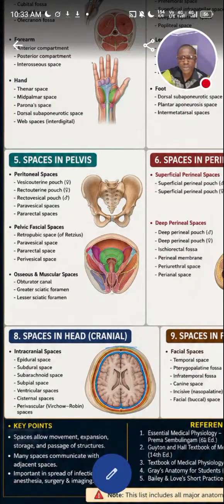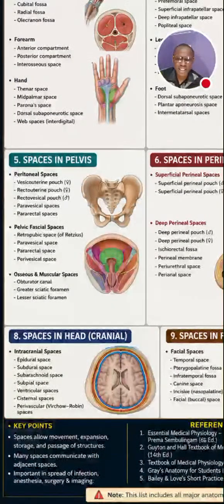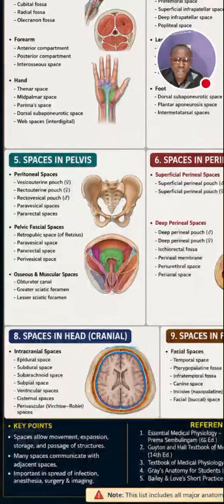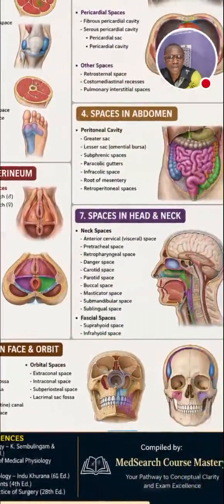Okay, so he said spaces allow movement, expansion, storage, and passage of structures, especially if you have read of inclusion. You have a video on inclusion. You should go check up inclusion. We have 4 minutes to end this session. It's important in spread of infection, like what you talk about herniation or hernia. And then it's also important in anesthesia, surgery, and imaging. You see, so that's the point.